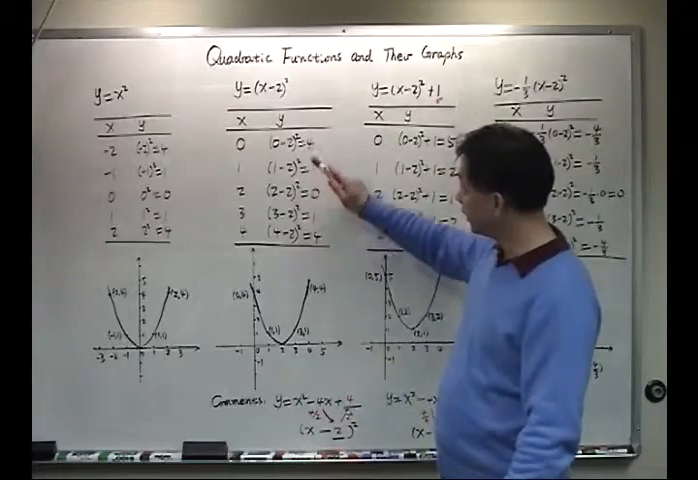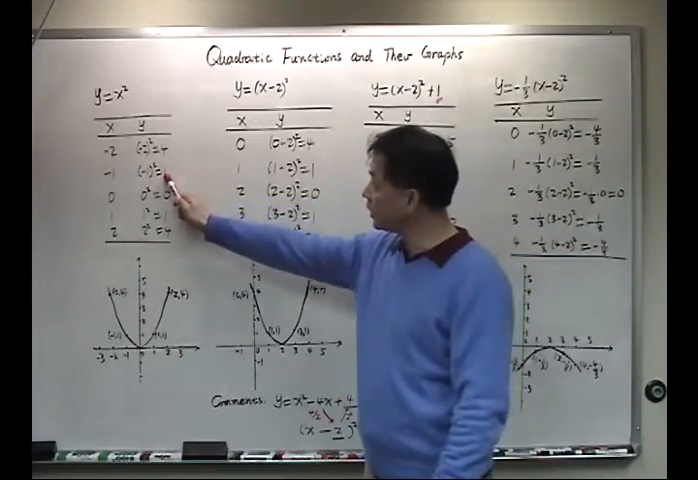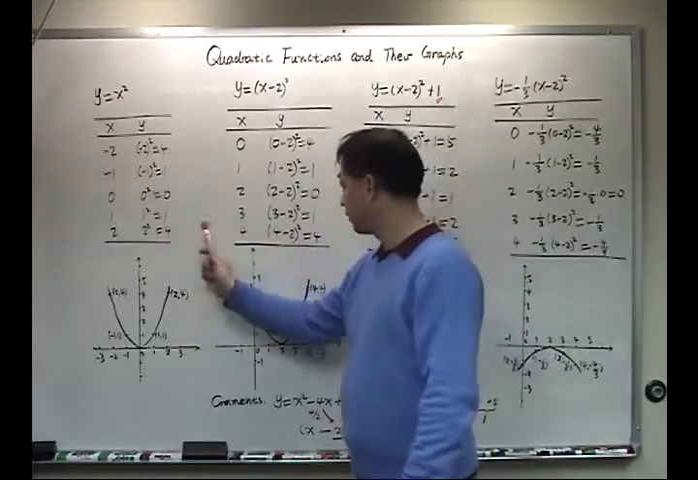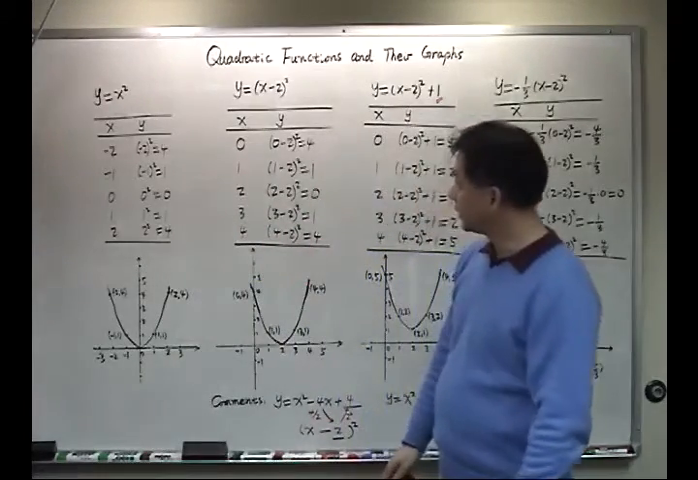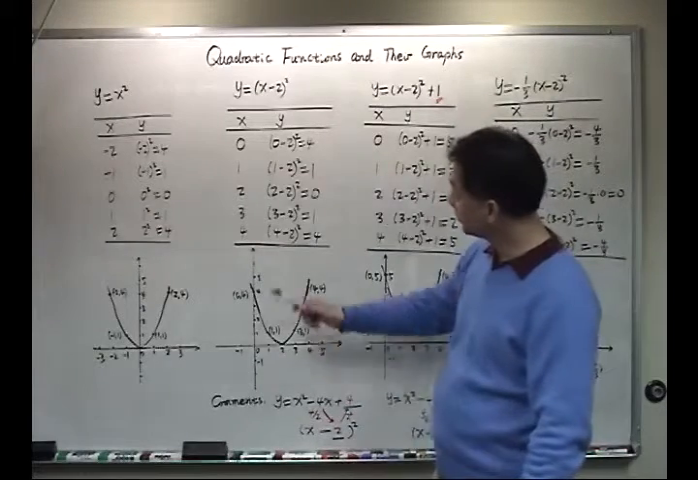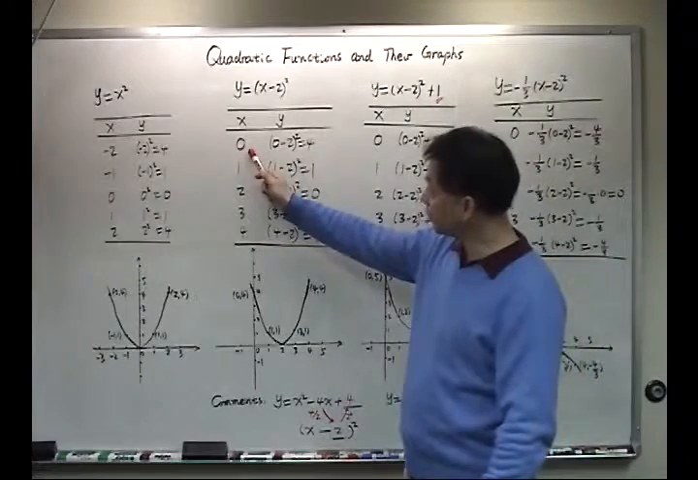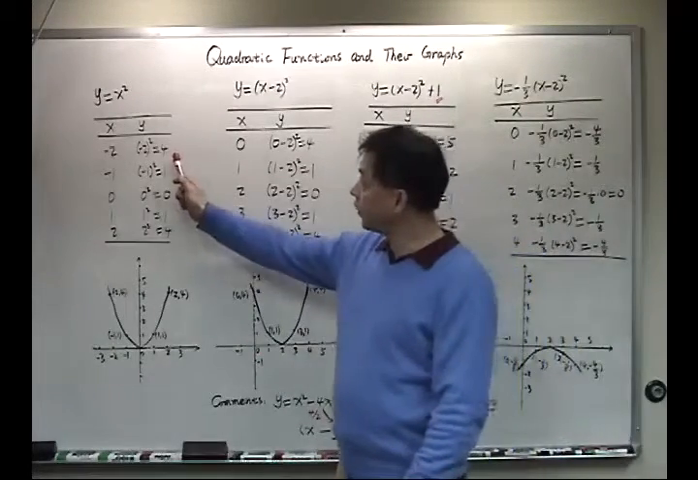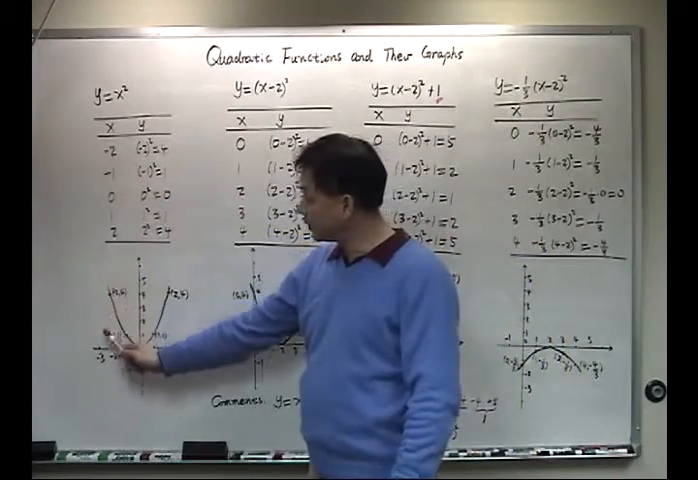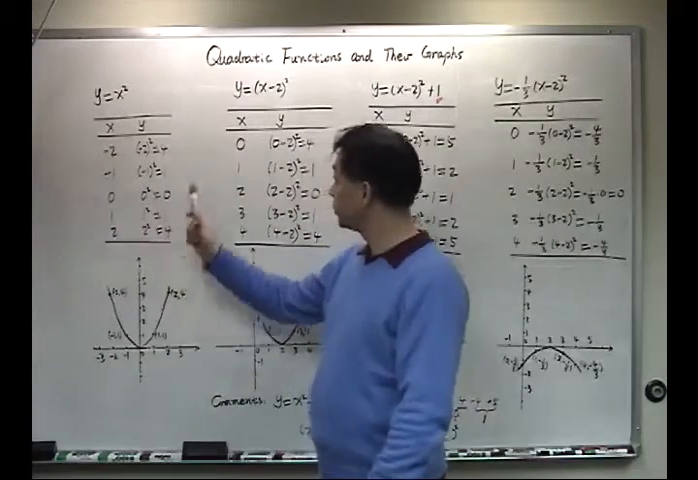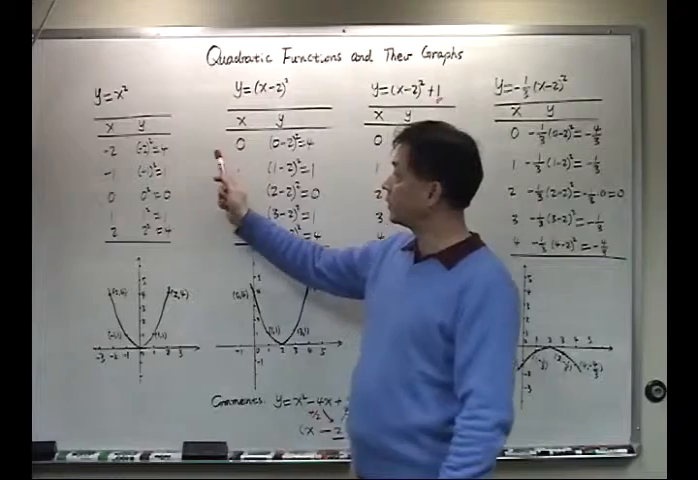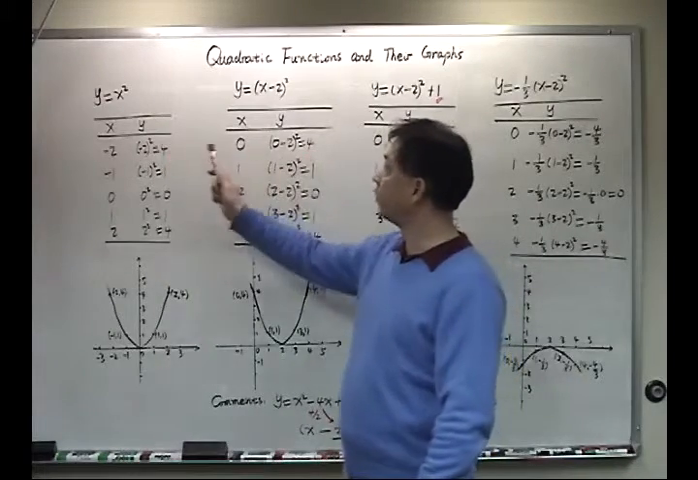So you can see here is 4, here is 4, here is 1, here is 1, 0, 0, 1, 1, 4, 4. But in order to get 4, here x has to be 0. In order to get 4, here x has to be -2. So you see from -2 to 0 is 2 units to the right, in order to have the same value 4.